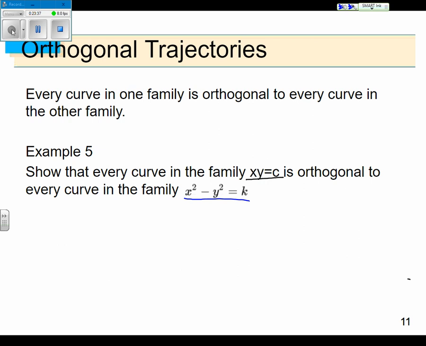So, obviously we're going to need a derivative here. So I'm going to start with x y equals c. That's a product rule. So derivative of the first, that's just 1, times the second, plus the first, times the derivative of the second, derivative of y, is going to be y prime. Let's just solve this for y prime. So if I subtract the y and divide by x, I get negative y over x for that derivative. Interesting.